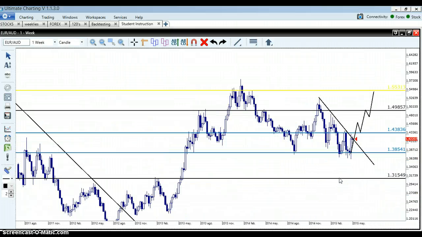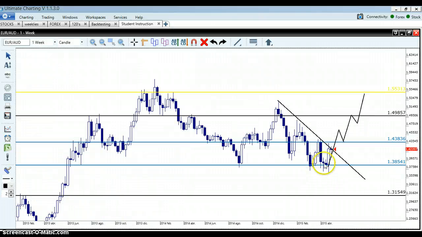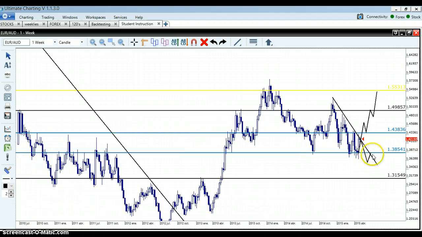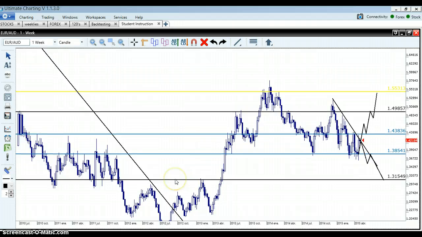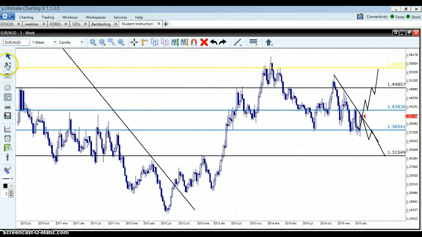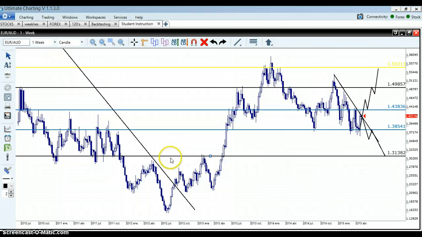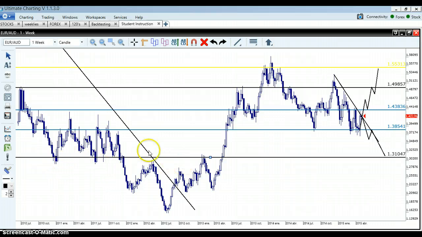But there's another option, and this option is that the market from the current market comes down, uses this past support to become future resistance, and comes all the way down to this level of past support and resistance. Okay, here.